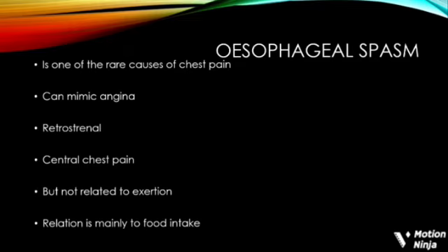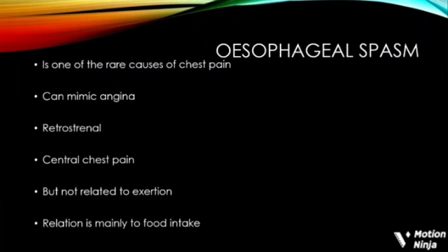Now, esophageal spasm is a rare cause of chest pain, but it is important because it actually mimics angina. It is retrosternal, it is central, and even though there is not much relation to exertion and more relation to food intake, it may be associated with sweating, and it can be relieved by nitrate.